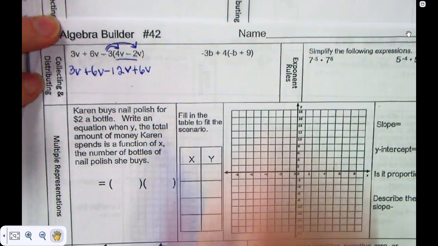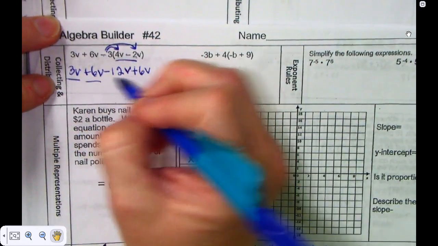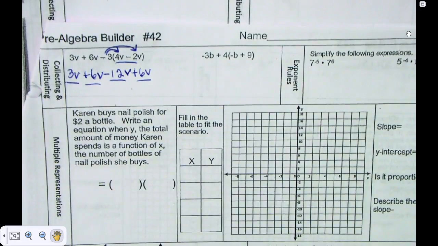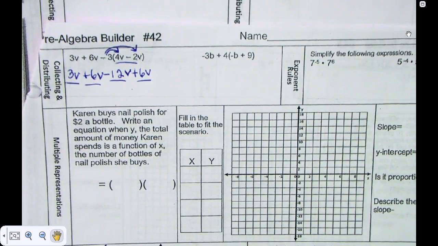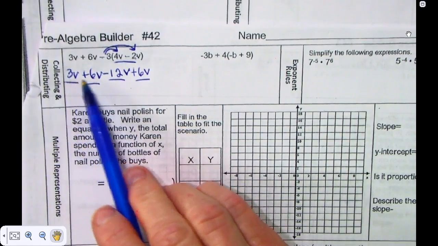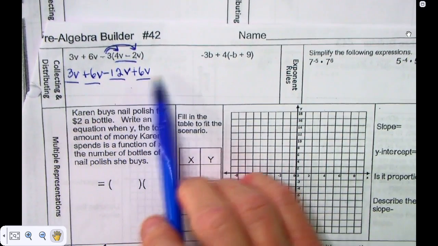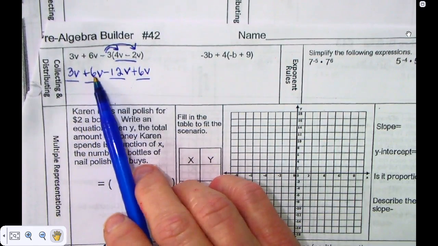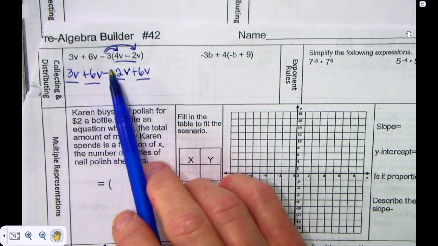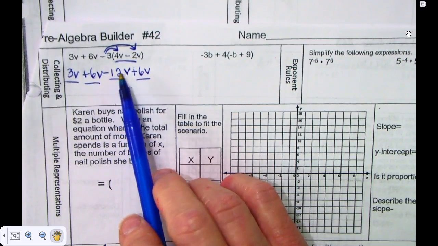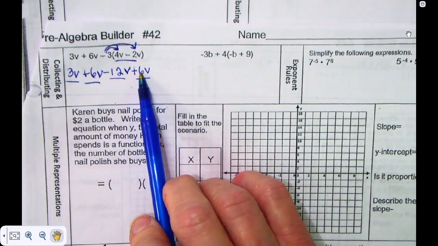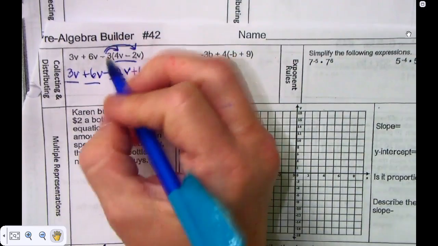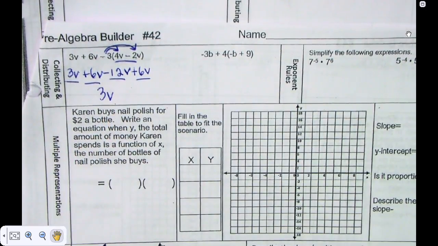Okay. So, oh, looky here. All of them have a V. So, get your calculator. Some people do this in their head. You're going to add all these coefficients together. So, 3 plus 6 minus 12 plus 6. What'd you get? 3V. And then put your V.